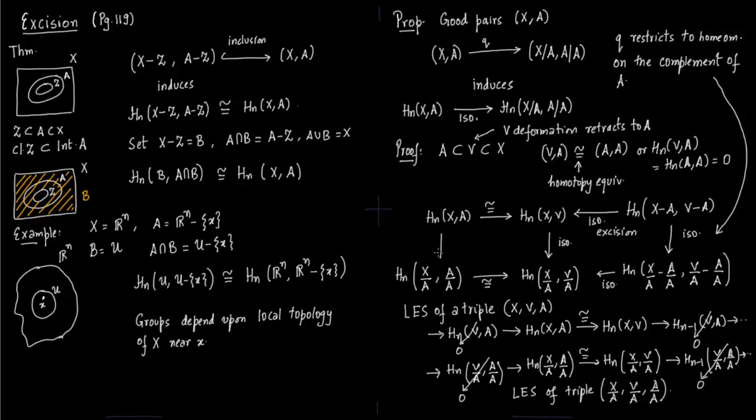So now we see that there are 3 arrows which are isomorphisms. So the 4th arrow will also be an isomorphism, and we have this 4th arrow from Hn(X, A) to Hn(X/A, A/A) because it is induced by the quotient map. In fact, all these 3 arrows which I have ticked in red are induced by the quotient map, and we are done.